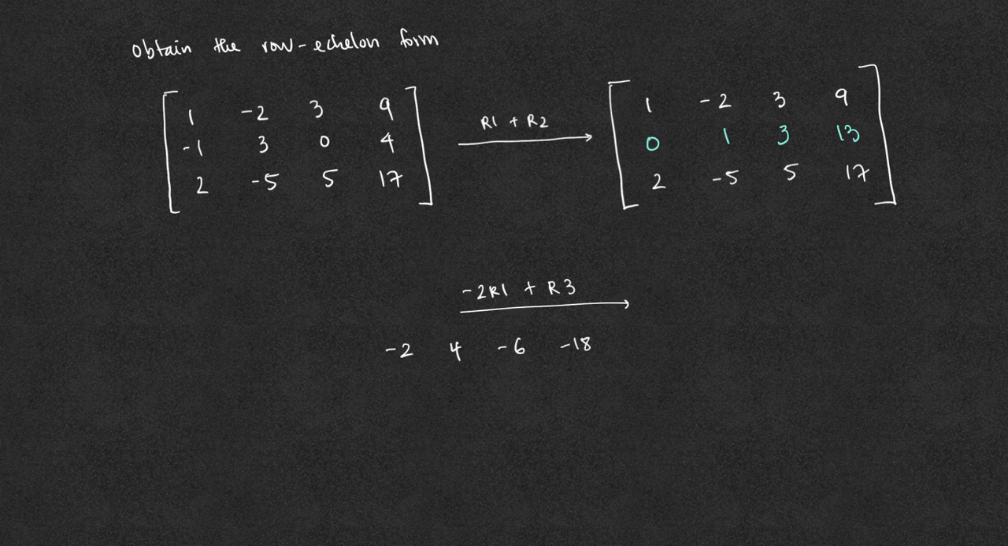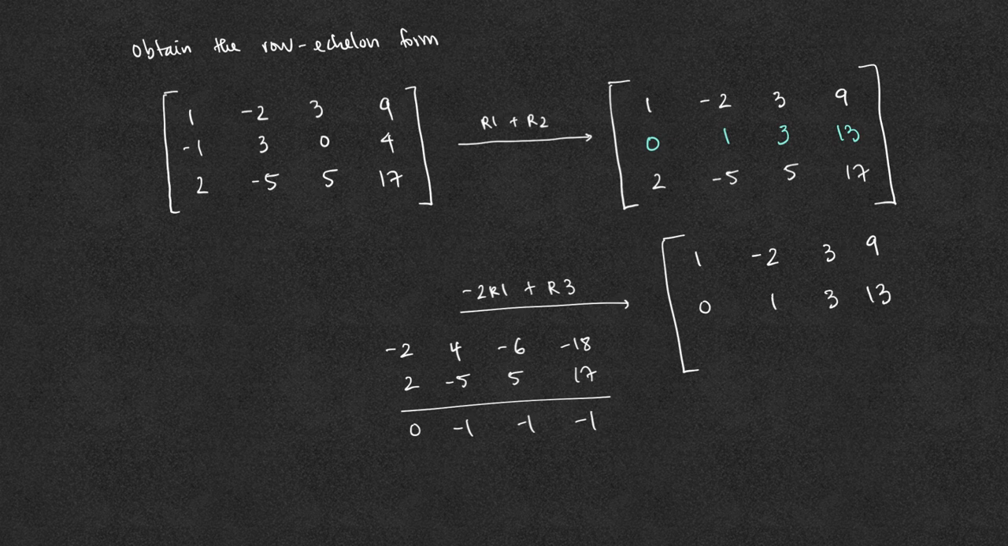Row 3 is 2, -5, 5, 17. If we add the 2, we'll end up with 0, -1, -1, and -1. Thus, the equivalent matrix is now: the first row is 1, -2, 3, 9. The second row is 0, 1, 3, 13. And the third row is now 0, -1, -1, -1.